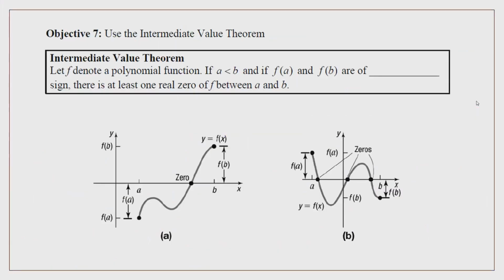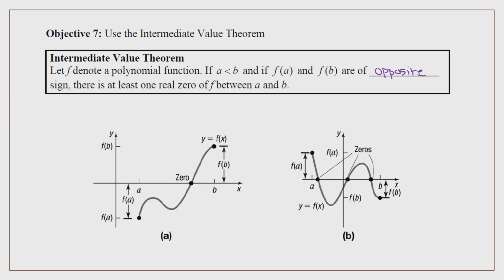All right. Objective 7. Use the intermediate value theorem. So the intermediate value theorem says, let f denote a polynomial function. If a is less than b, and if f of a and f of b are of opposite sign, there is at least one real zero of f between a and b.